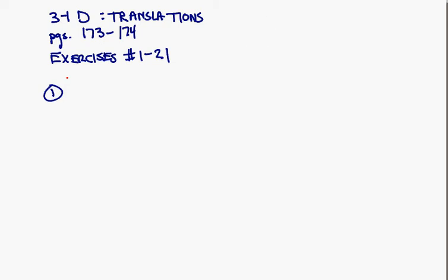Okay, in geometry, we're looking at 3-1D translations, pages 173 to 174, exercises number 1 to 21. For each set of figures below, identify the figure on the right that can be obtained from the figure on the left by one translation. So remember, we're not rotating, we're not reflecting, we're simply moving. So it's going to keep the same size, the same shape, the same orientation. So if I have my first figure, which is the one furthest on the left, and I'm looking at the other four figures, A, B, C, or D, it is going to be C. That would be the correct translated figure.